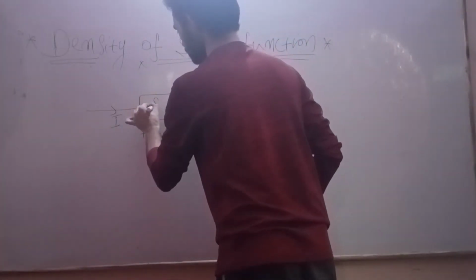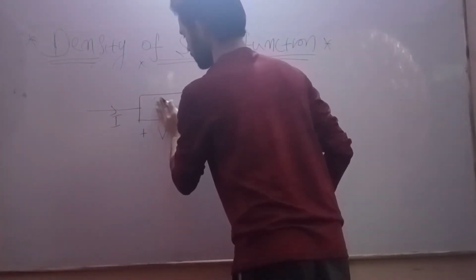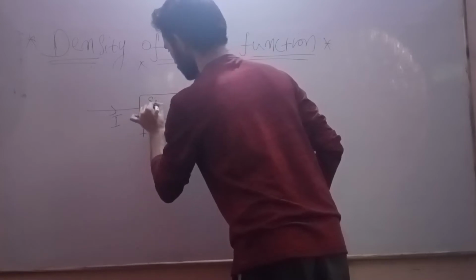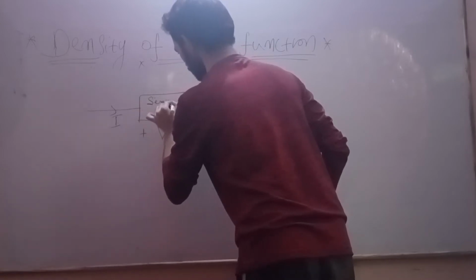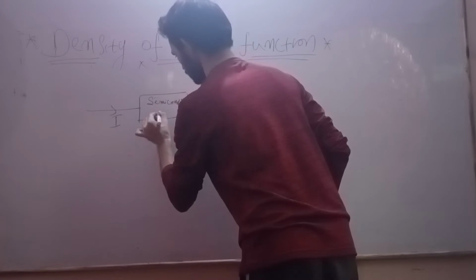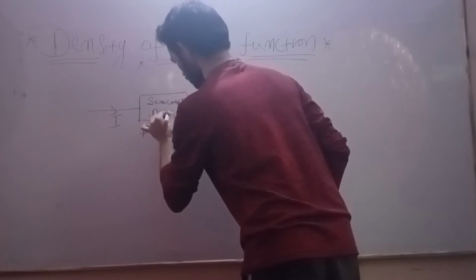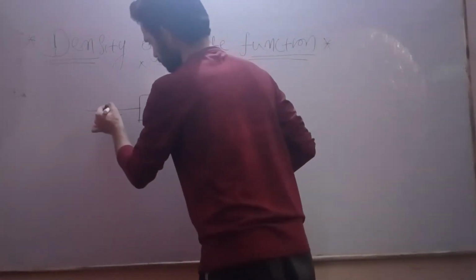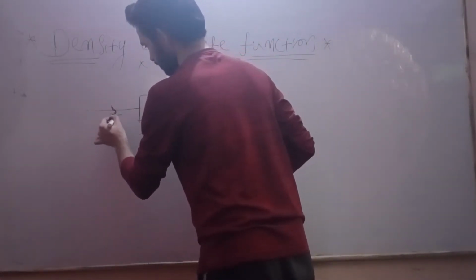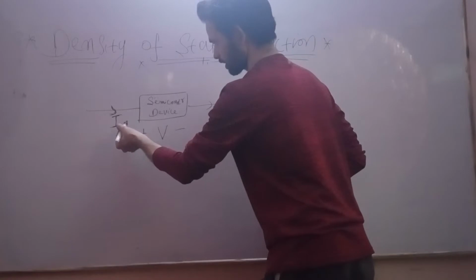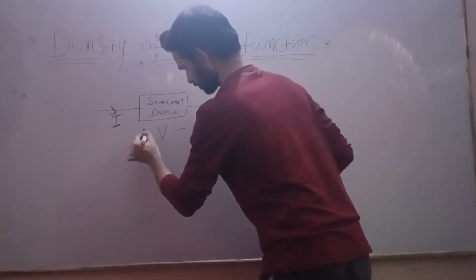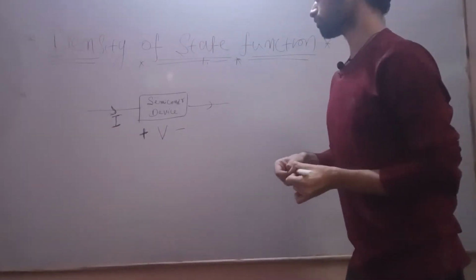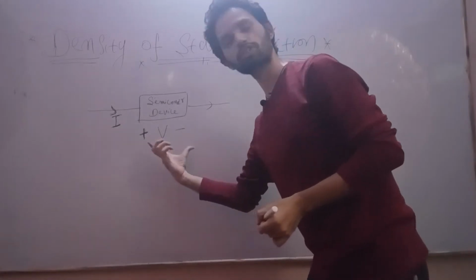Let us say this is my semiconductor device. Through this device the current that is passing is I, and the voltage across the semiconductor device is V.